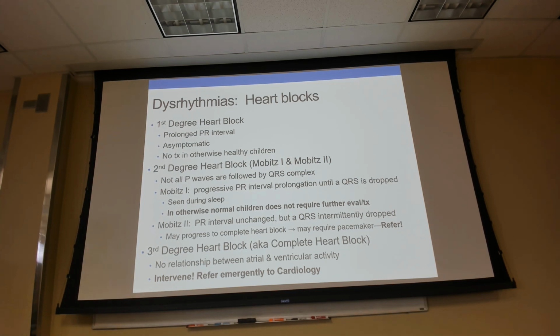So very quick overview. Your heart block, prolonged PR interval. So it's still from the SA node. It's just a longer distance, and then your QRS. It's type 1. Every QRS is followed by a P wave though. Your type 2, your Mobitz type 2.